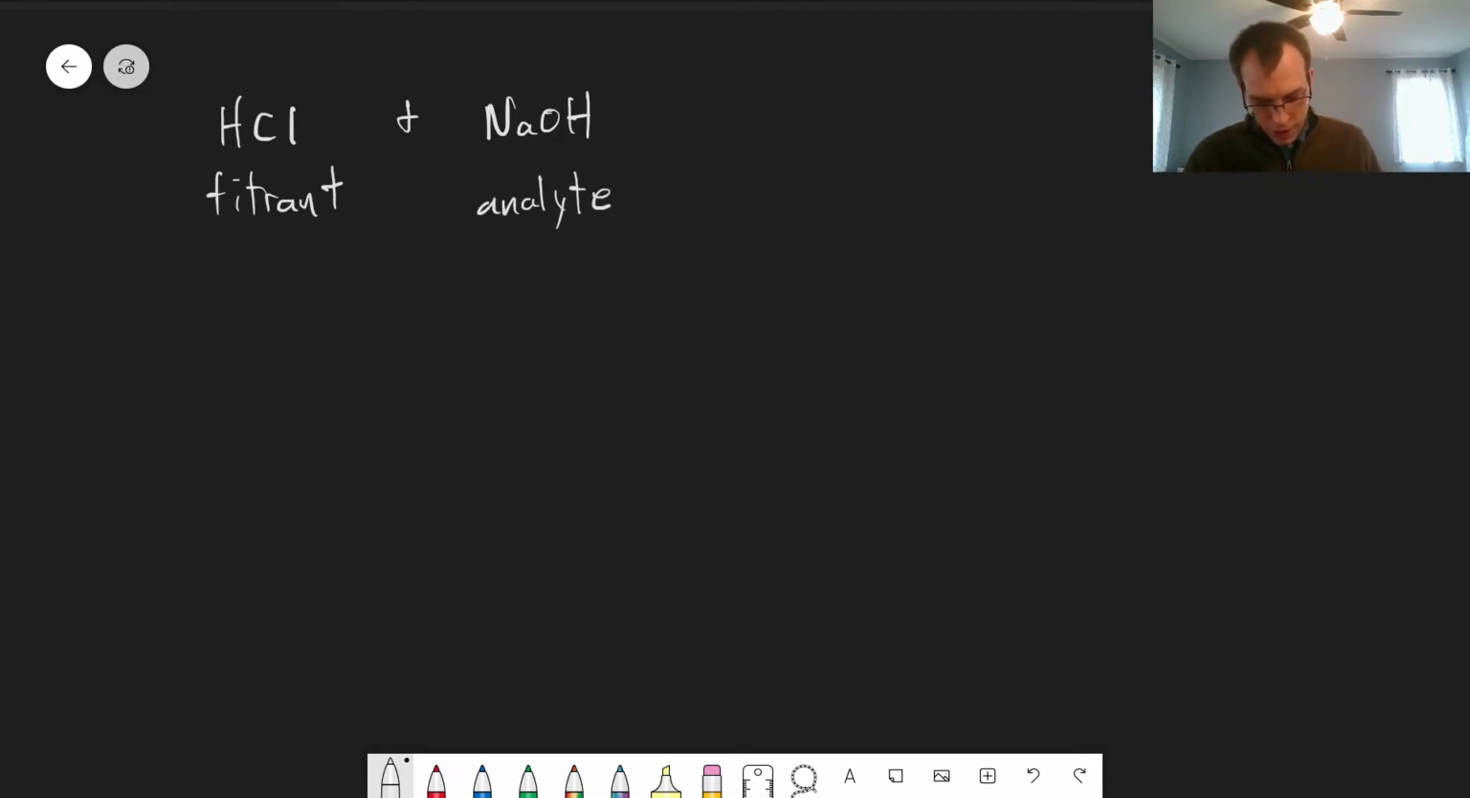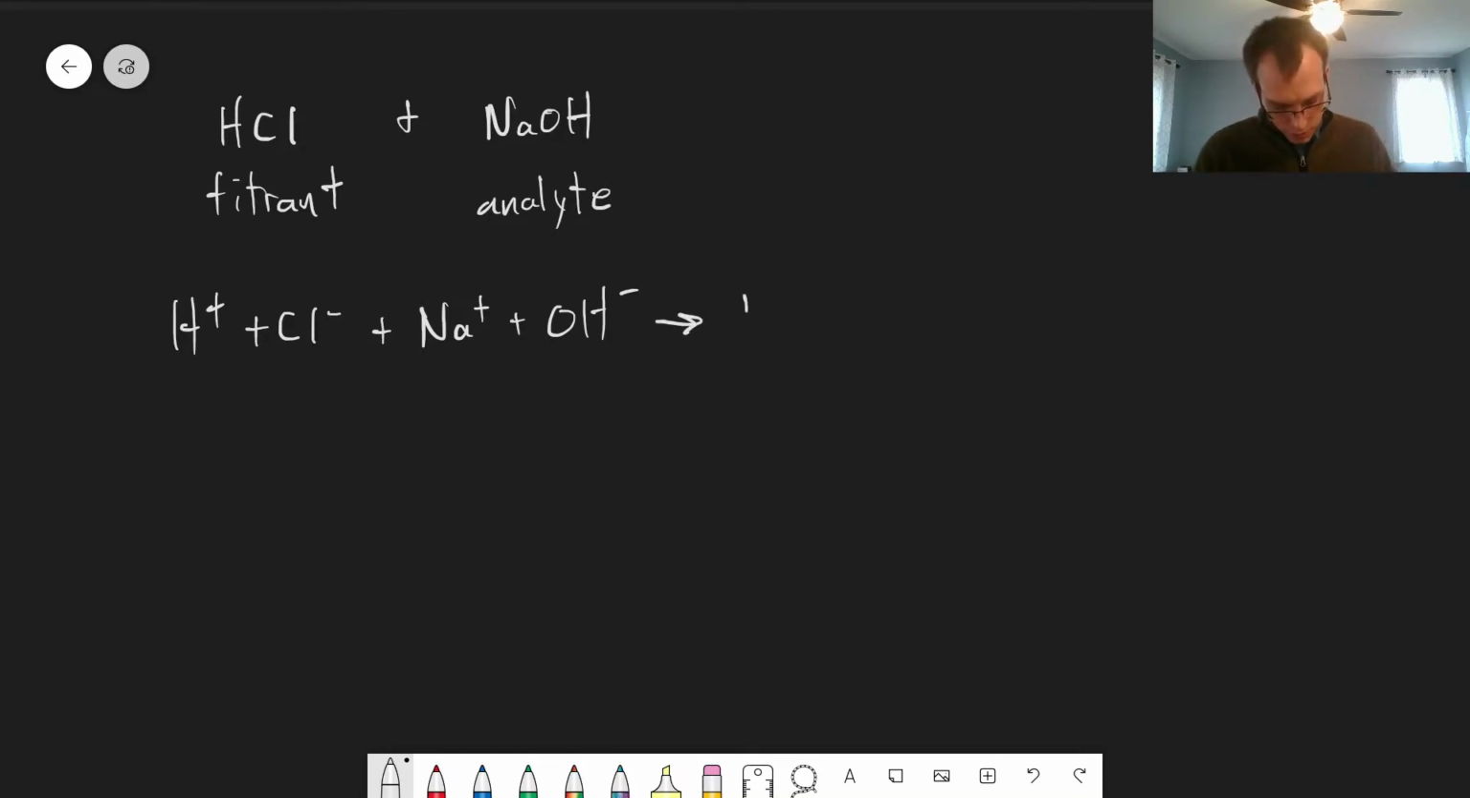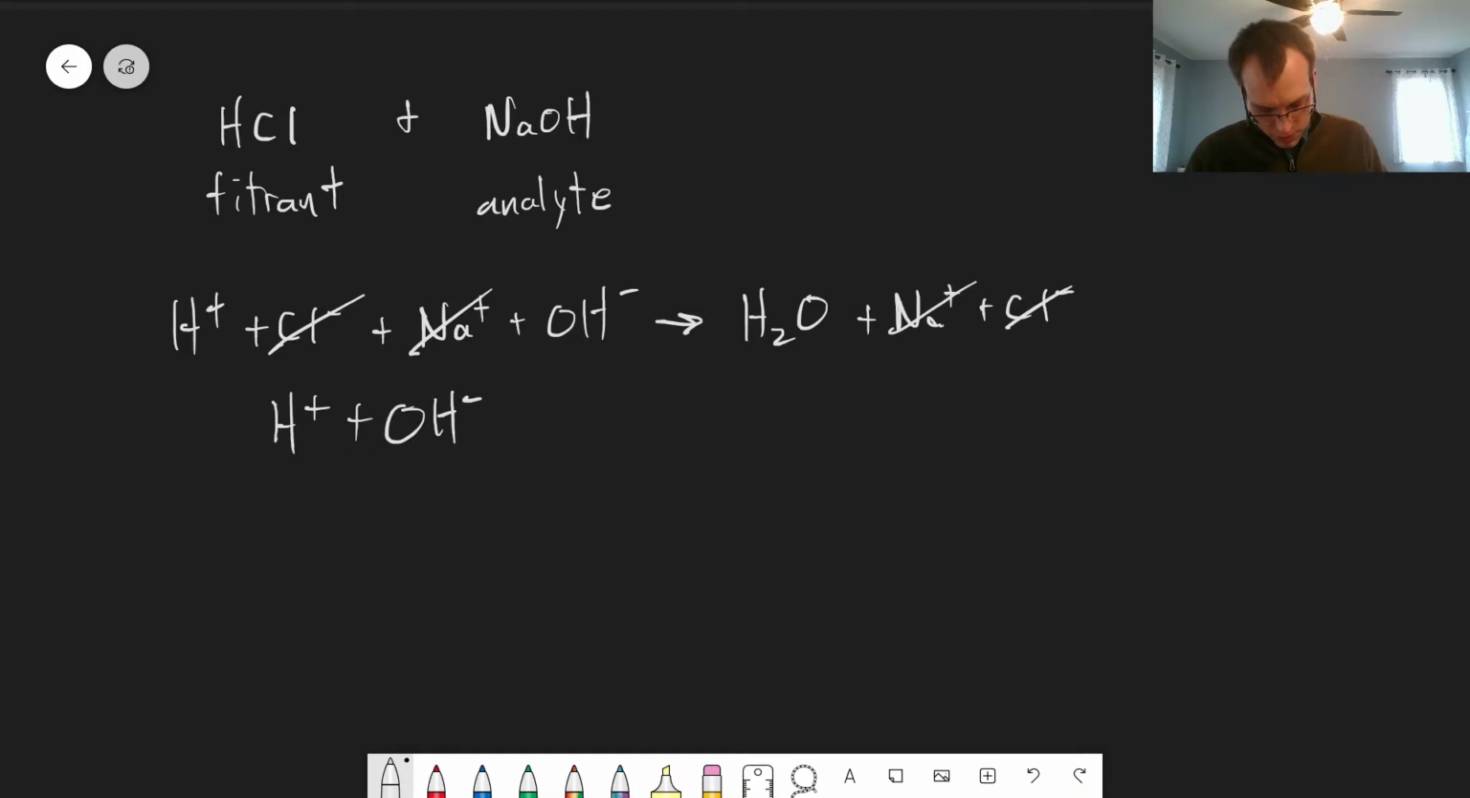So if we have a strong acid and strong base, our strong acid is going to dissociate completely into H+ and Cl-. Our strong base is going to completely dissociate as well into Na+ and OH-. And we can see that this is just going to be an acid-base neutralization reaction. So we'll form water, and these ions are just spectators. So our net ionic equation is just that we have H+ and OH- reacting to form H2O.